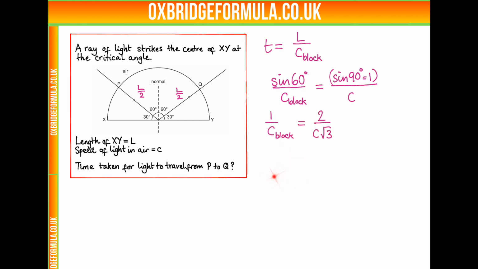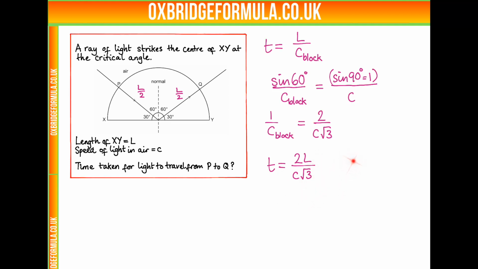So if we rearrange this, we get 1 over c block is just 2 over c root 3, as sine 60 is square root of 3 over 2, so we've just rearranged this. So if we multiply this by L, then we get T equals 2L over c root 3.